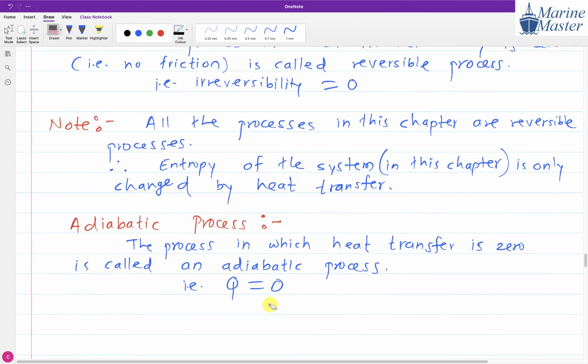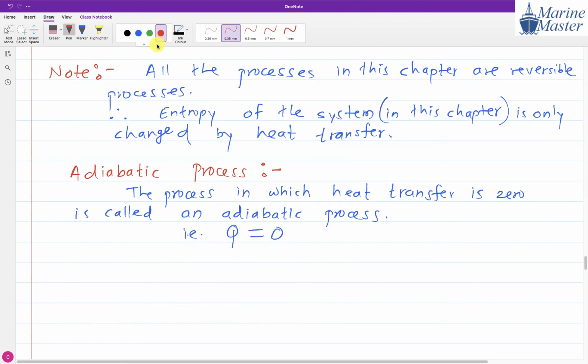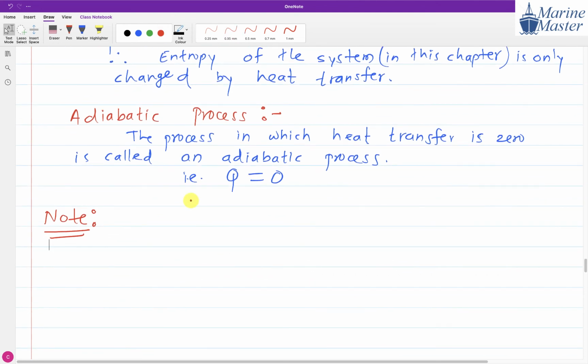Now, for an adiabatic process, the heat transfer is 0. So what will be the change in entropy for an adiabatic process in this chapter? It will also be 0. The change in entropy will be 0 and entropy remains constant. Try to understand the scenario here.